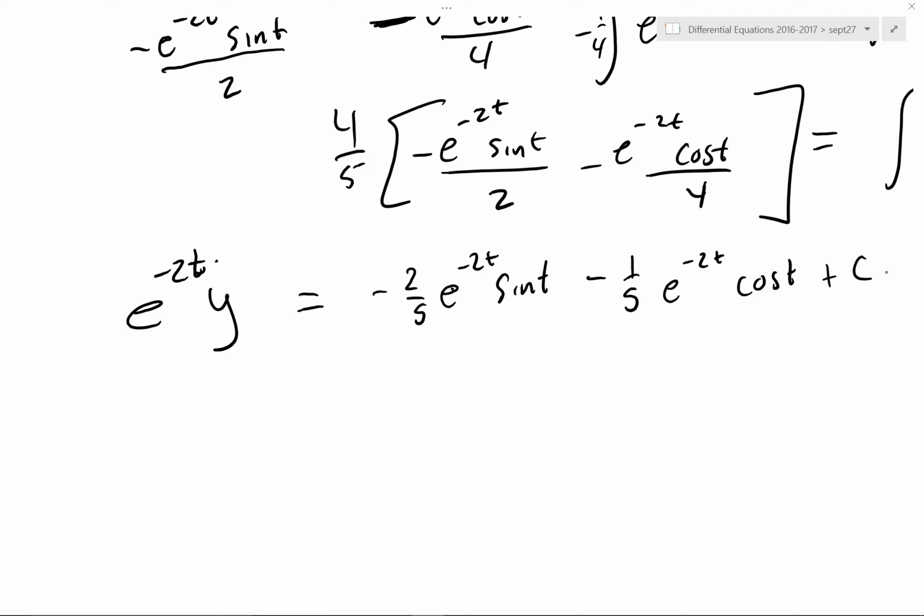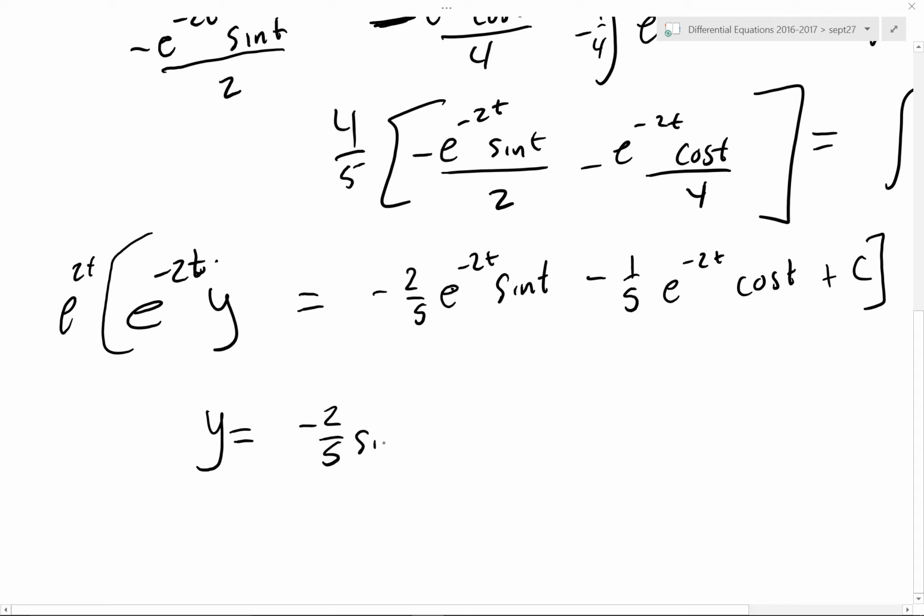And so we get to here. Now, we're going to multiply both sides by e to the 2t. Yes? We're going to multiply everybody by e to the 2t. And what do we end up with? We get y equals negative 2/5 sine t minus 1/5 cosine t plus c e to the 2t.